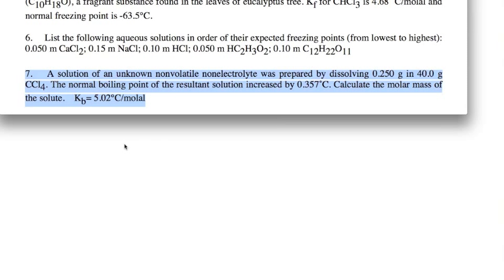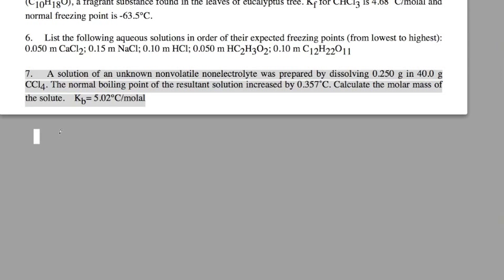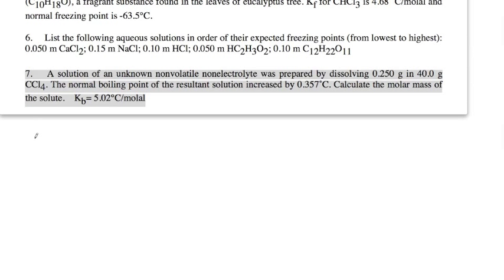Kb is equal to 5.02 degrees C. Okay, well, we know that delta Tb is equal to Kb times molal times i, where i is equal to 1. And we have the grams, and we also want to figure out the molar mass, which is grams of solute over moles of solute.